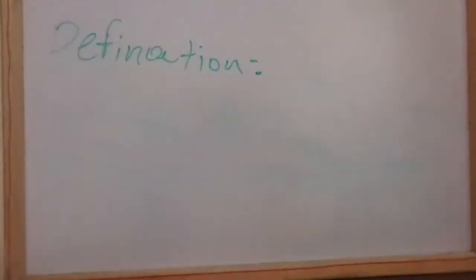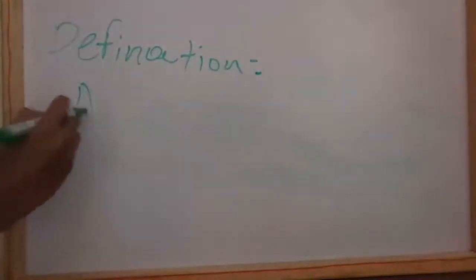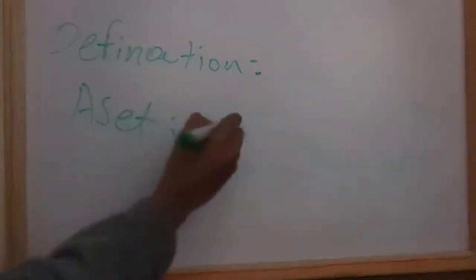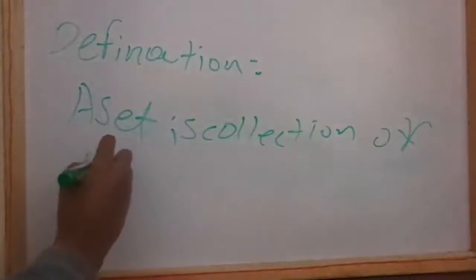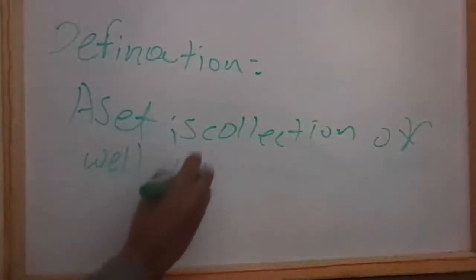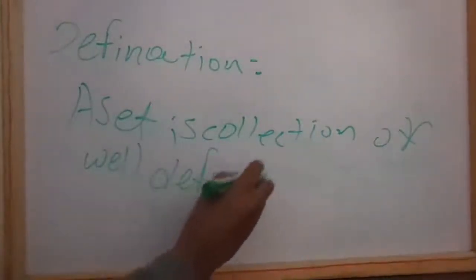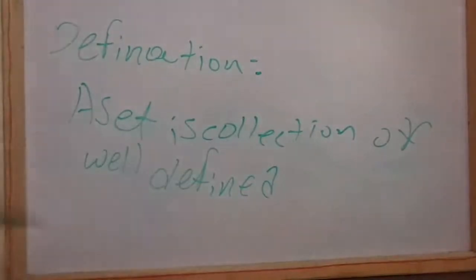What is the definition? A set is a collection of well-defined objects.